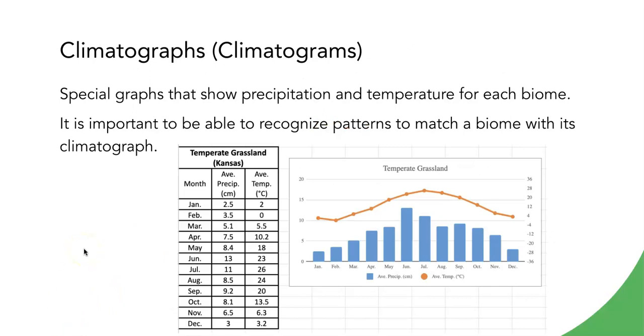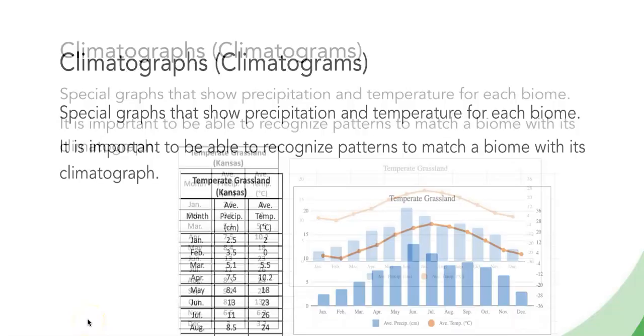Now let's make a climatograph. So a climatograph is a special graph that shows precipitation and temperature for each biome. It's important to be able to recognize patterns to match a biome with its climatograph. So on an exam, you may be asked, which of these climatographs represents a temperate grassland? And you'll need to be able to pick that out of an answer when it won't be labeled like this one's labeled. So let's take a look at your paper.